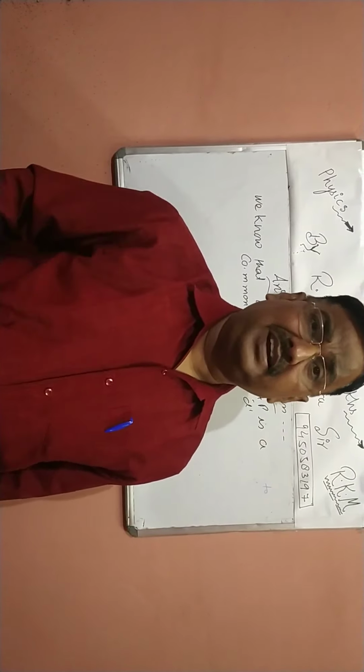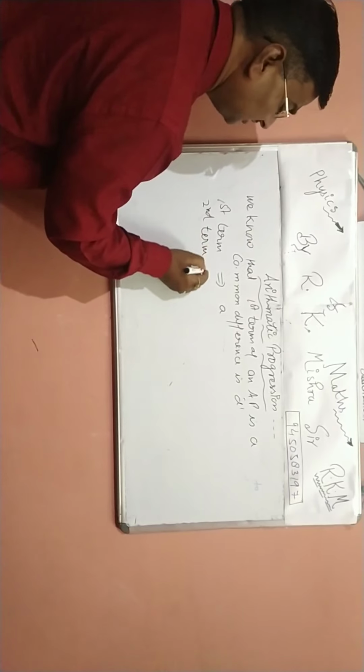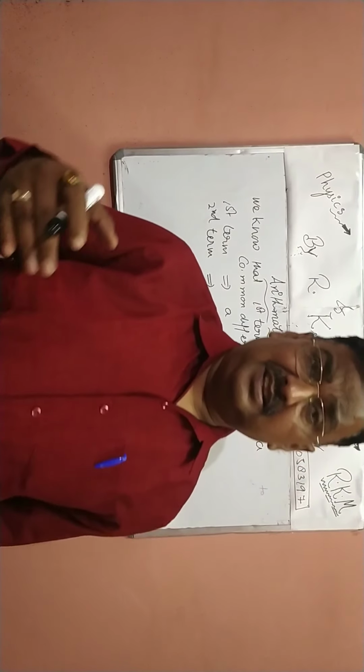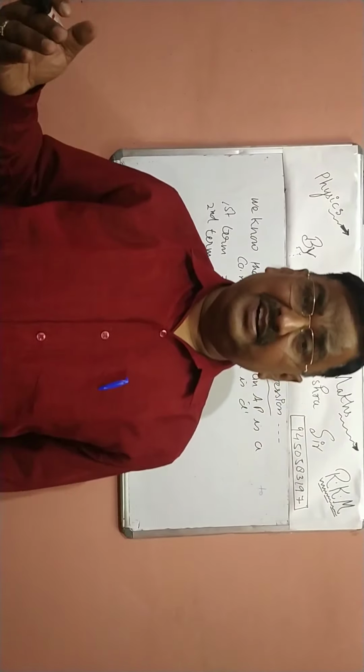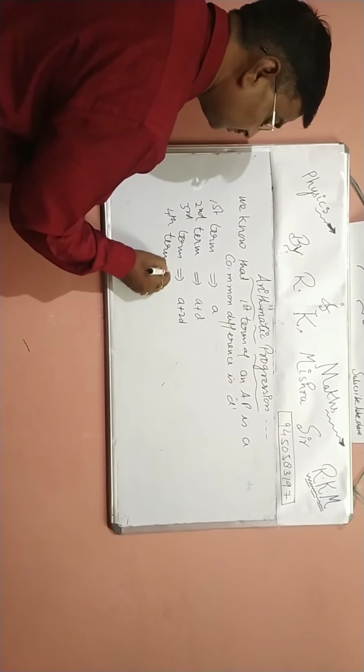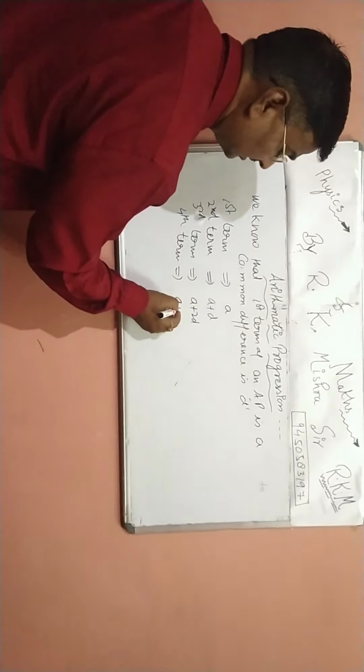is A. The second term, according to the definition, we get by adding the common difference to the first term. So you will get A plus D, and the third term is A plus 2D, the fourth term is A plus 3D, and in this way you can find each and every term.